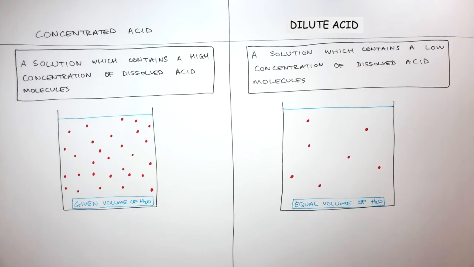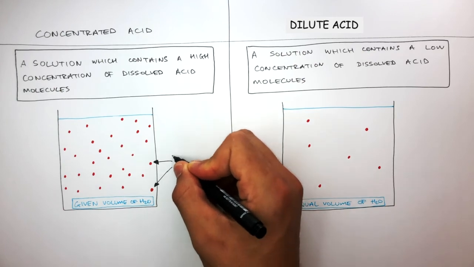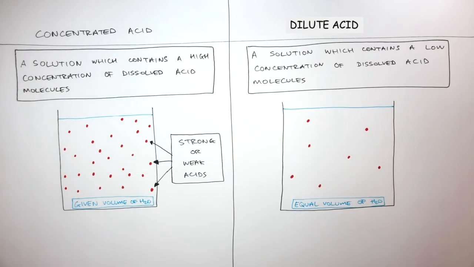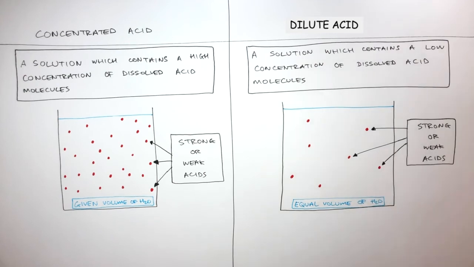It's really important to understand that a concentrated acid can be made up of a strong or weak acid, and a dilute acid can also be made up of strong or weak acids. So a strong or weak acid is to do with how much of the acid molecules actually ionize, whereas a concentrated or dilute acid is to do with how many acid molecules are there in a given volume, even before they've actually ionized?